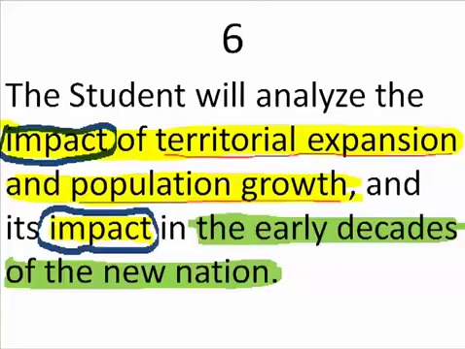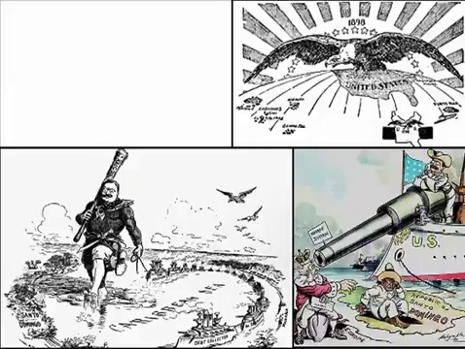There it is. Okay. So the student will analyze the impact of territorial expansion and population growth on the early decades of the new nation. So the question is, what does the Monroe Doctrine have to do with that territorial expansion? In 1898, 1900, we're going to see the United States get control of several areas. Hawaii in the Pacific Ocean, and down in Latin America, Puerto Rico is going to become a protectorate or territory of the United States. So that's territorial expansion as well.